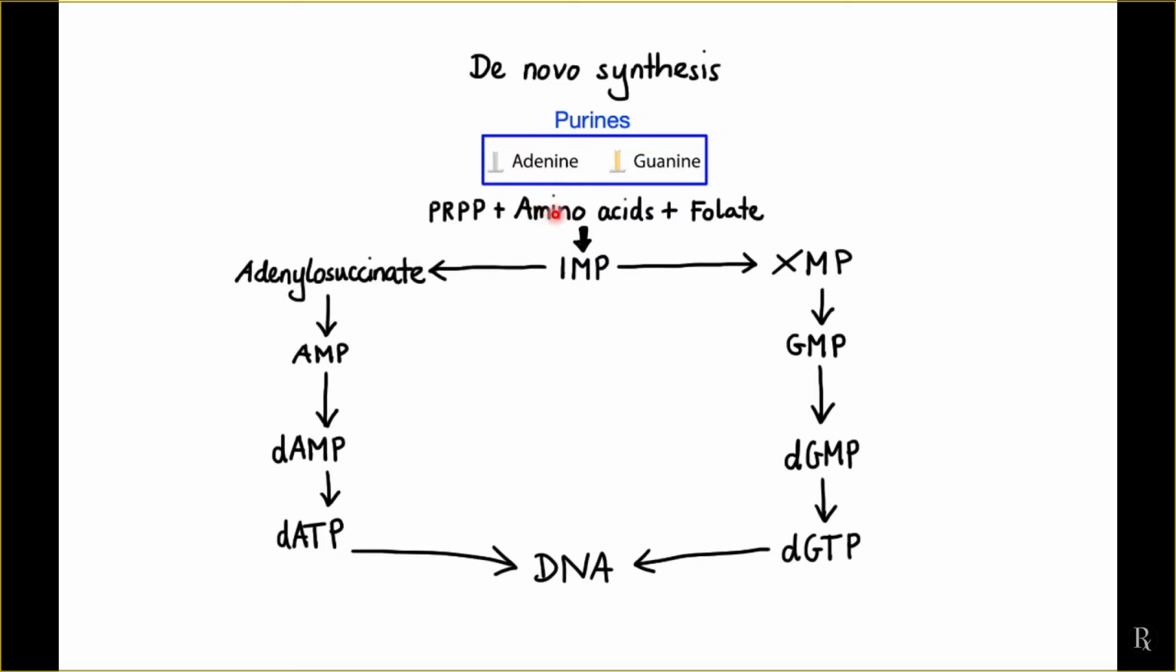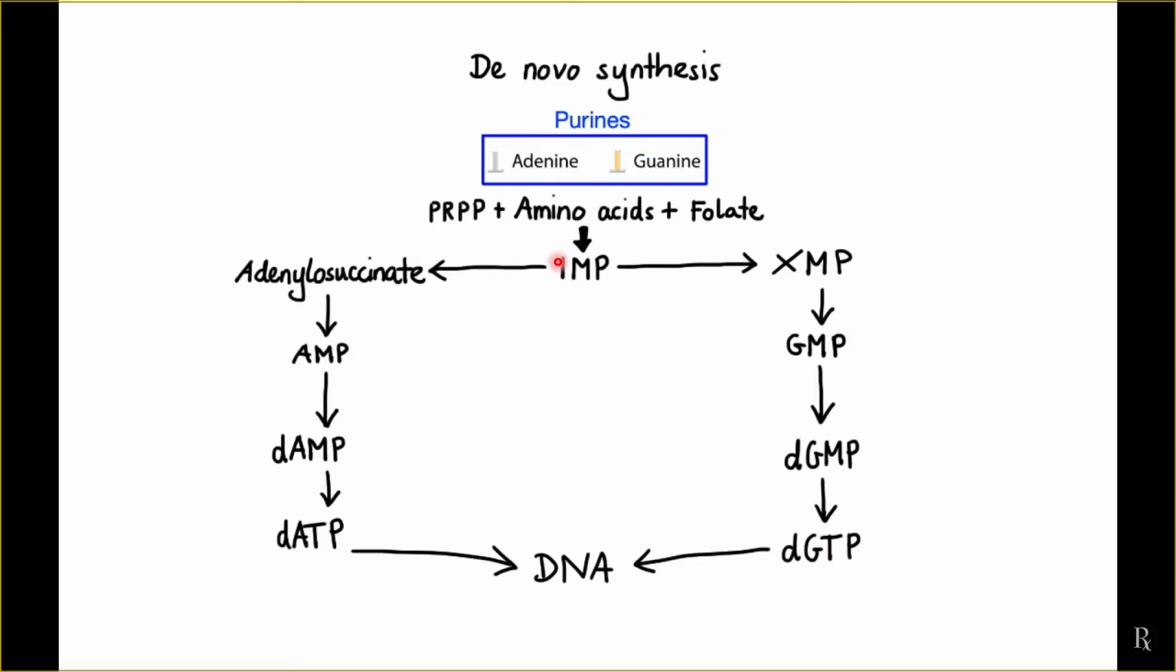Peroxidase, pyrophosphate, amino acids, and folate. So IMP is produced first, and then from IMP can be produced further guanosine monophosphate, deoxyguanosine monophosphate, and finally deoxyguanosine triphosphate.